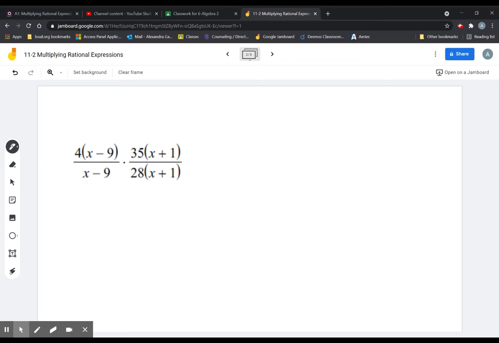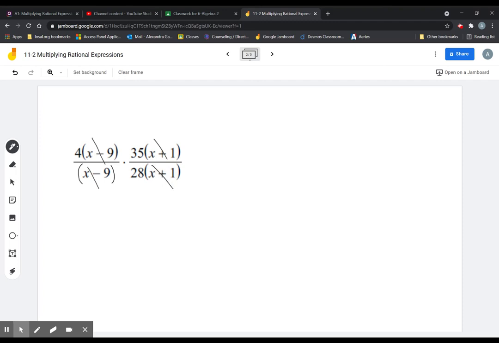Next ones, we're just going to look at factored form right now for this one. So it's 4 times (x minus 9) over (x minus 9). Put some parentheses around that. Times (35x plus 1) over (28x plus 1). Now we're going to cancel what we can. This is the fun part of multiplying. There's an x minus 9, the exact same parentheses as the x minus 9 at the bottom. So cancel, cancel. X plus 1 cancels with x plus 1.